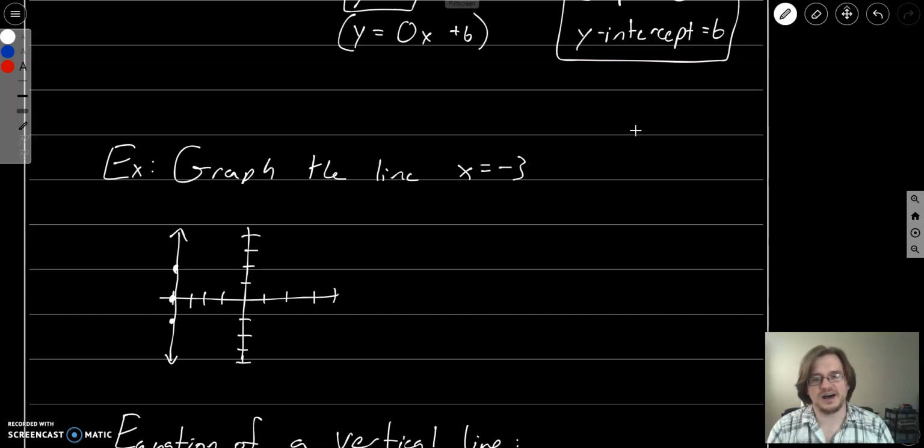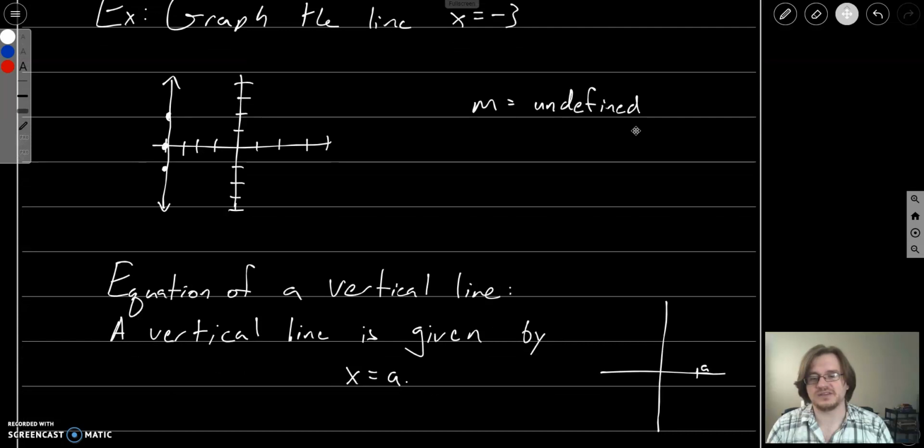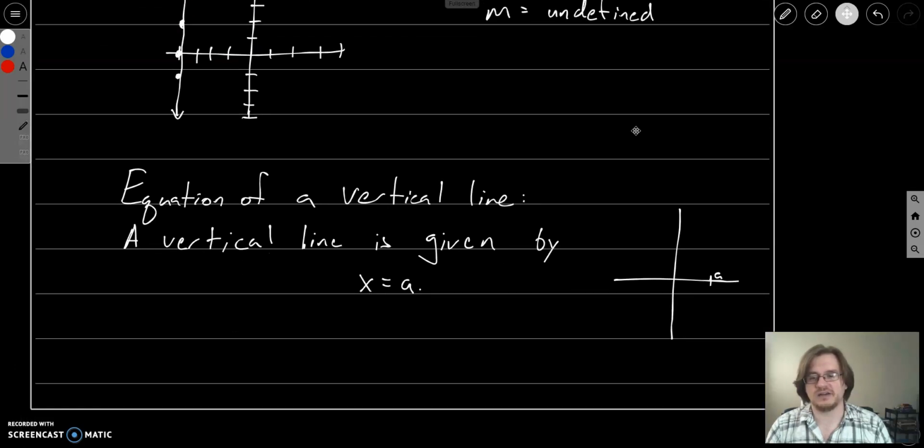And in fact, we can't even write this in slope-intercept form because the slope of a vertical line is undefined. M, in this case, our slope, is undefined. There is no number that I could plug in to make this work. So I can't write this in slope-intercept form. And this is always the equation of a vertical line. A vertical line is always given by x is equal to some number, and then we'll just have a vertical line at that point.